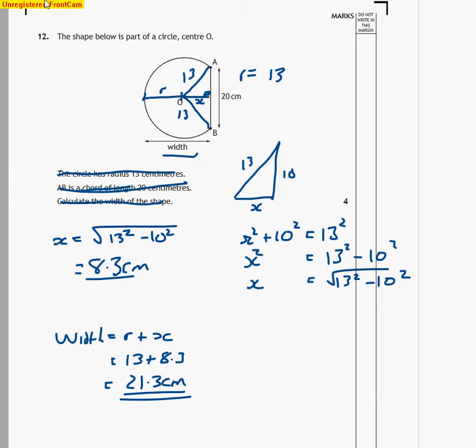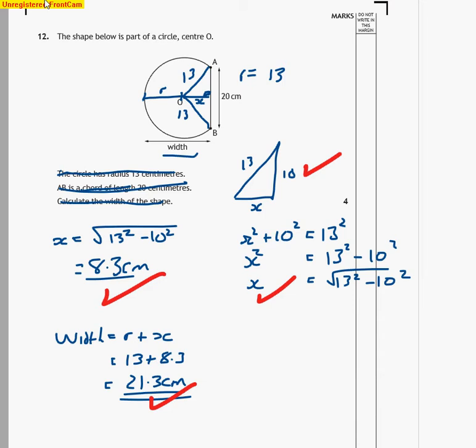So four good marks, it's brilliant. You get your first mark for identifying this triangle, your second mark for doing Pythagoras, third mark for working out 8.3, and then your fourth mark for actually finishing the question off. Fantastic, really good.